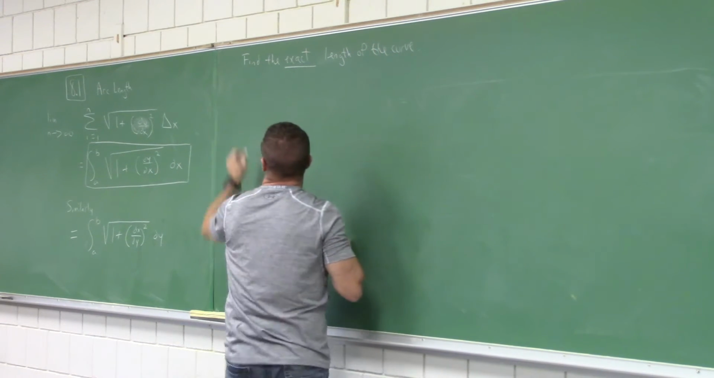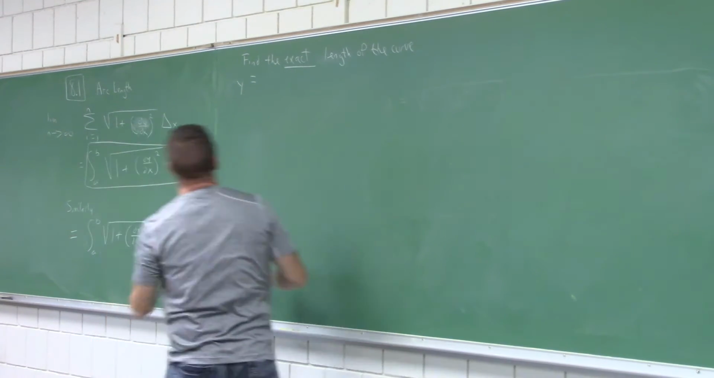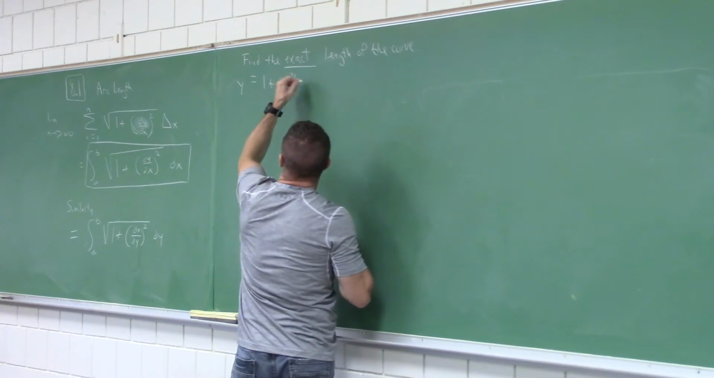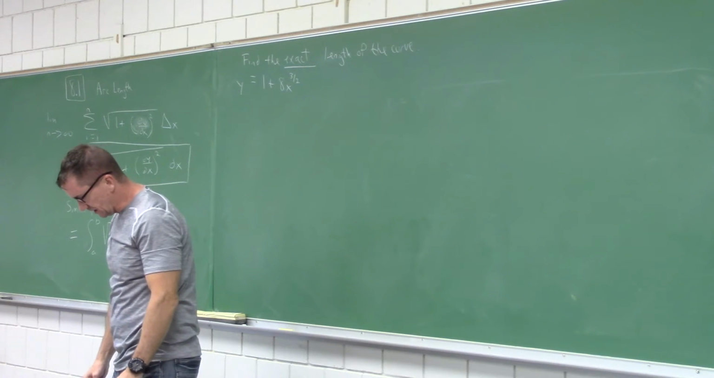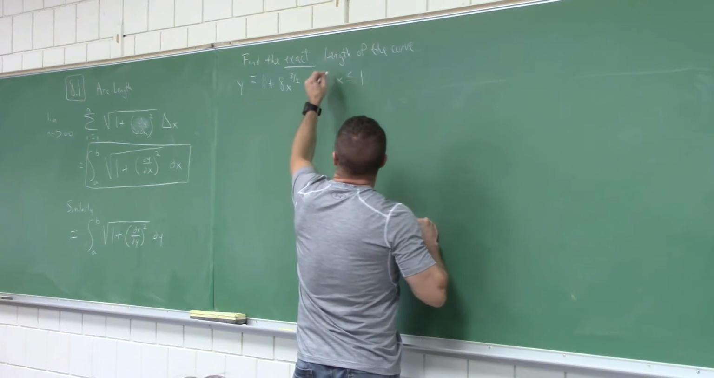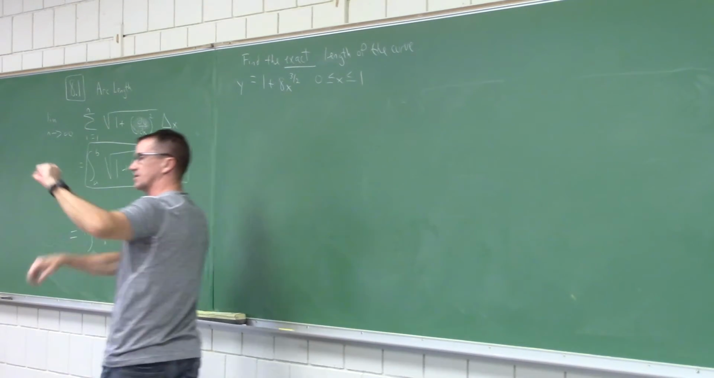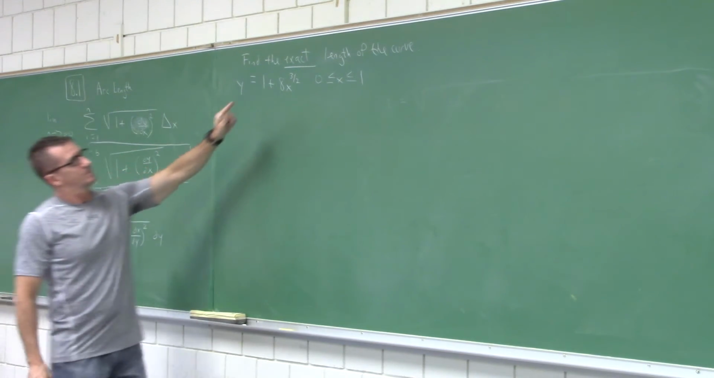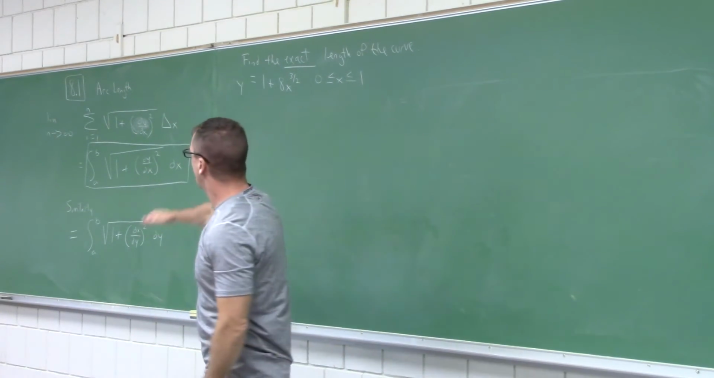The curve is y equals 1 plus 8x to the 3 halves. How far we got to go? Let's go from x equals 0 to x equals 1. And you don't have to graph that curve right now, but let's find the length of that curve. From x equals 0 to x equals 1, the curve y equals 1 plus 8x to the 3 halves.